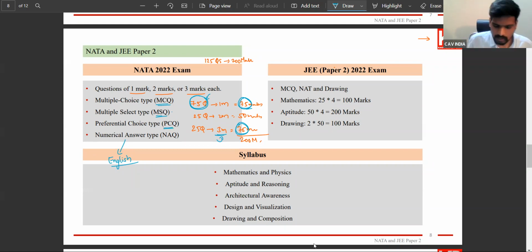You have preferential choice questions. In preferential choice questions, there will be 4 or 5 options. Say for example, there are 4 options A, B, C, D.